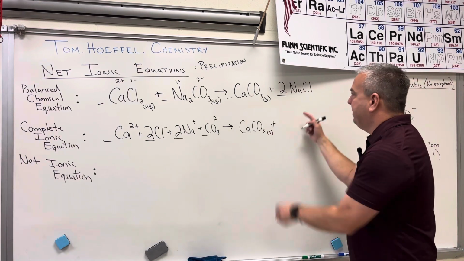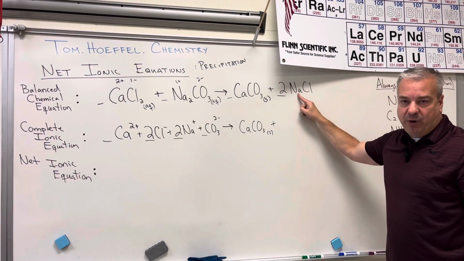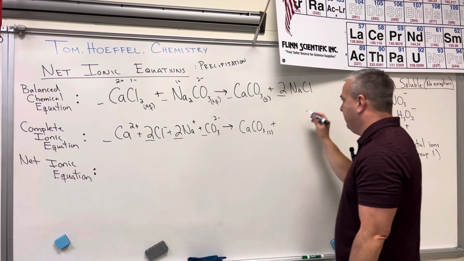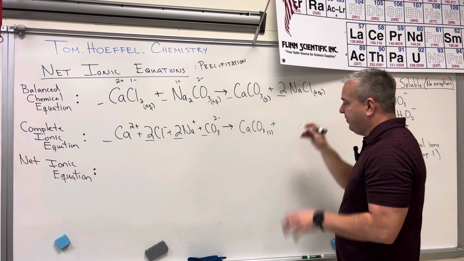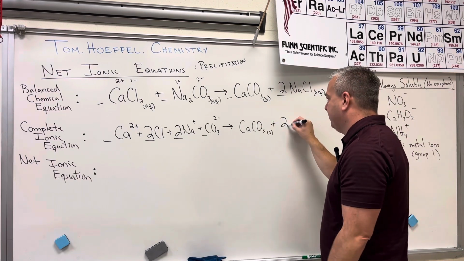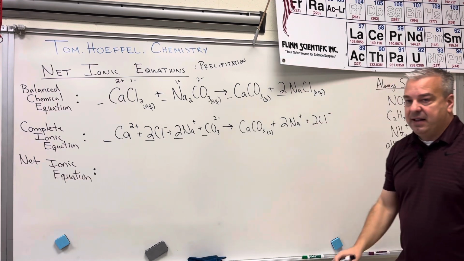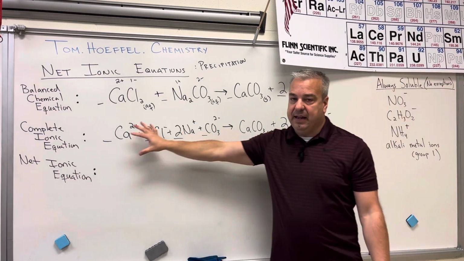Next compound, sodium chloride. Right here's our trump card, sodium, an alkali metal, 100%. This is going to be a solution that splits up into its ions. So it's 2 sodium ions and 2 chloride ions. And we call this the complete ionic equation.